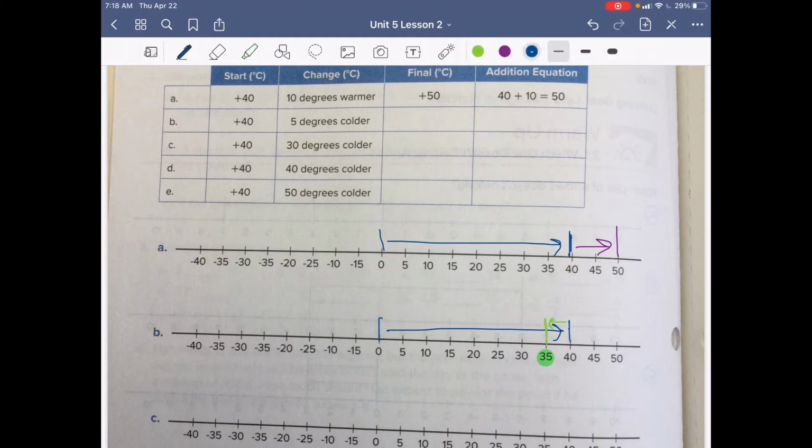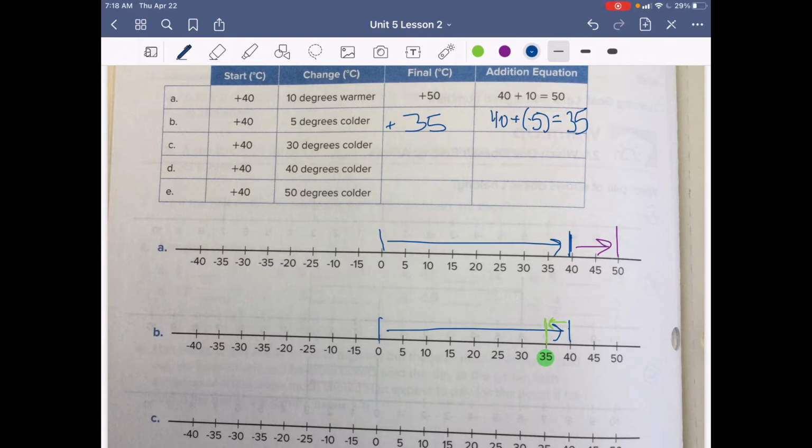So let's go ahead and write 35 here, and that was a positive 35. We started at 40, and we had to add negative 5 degrees in order to get to 35. Because this is just looking for an addition equation. So we had to add negative 5 to go backwards.